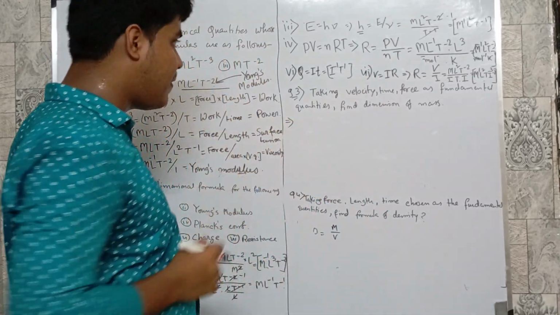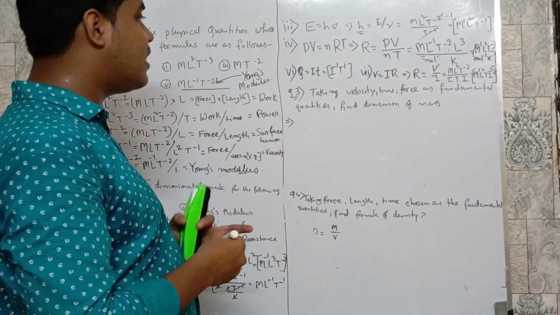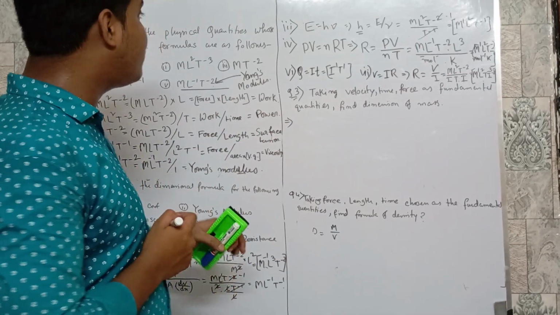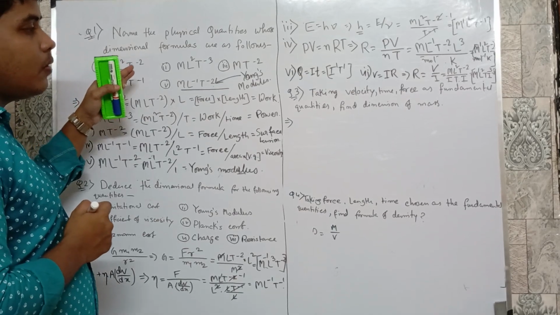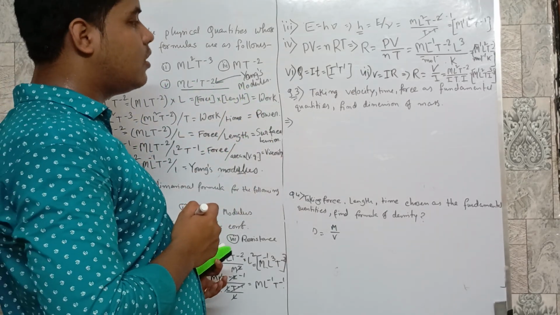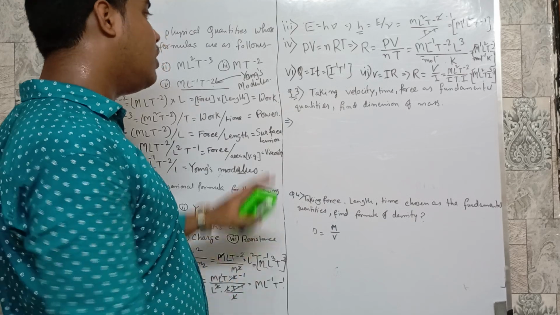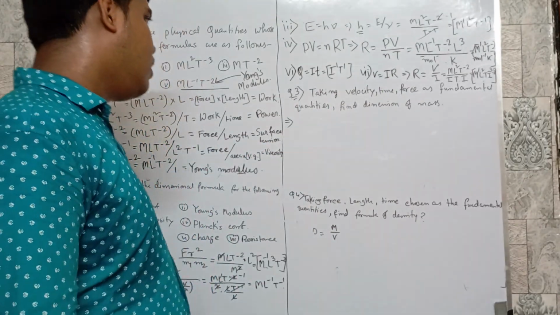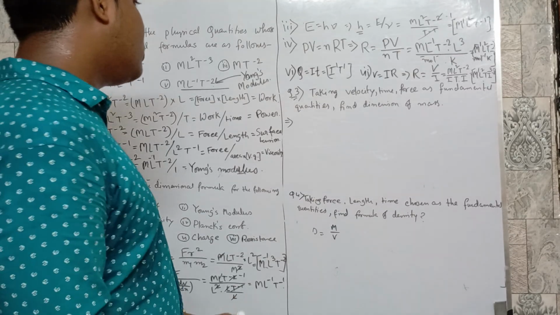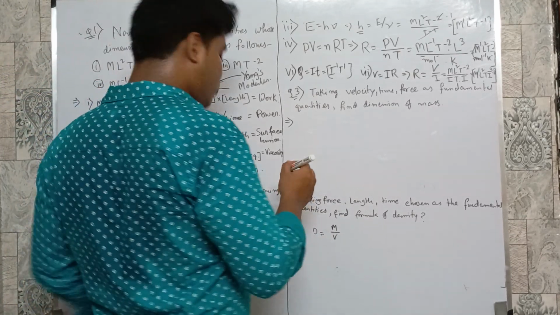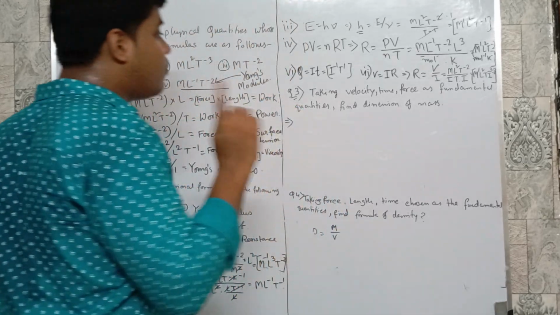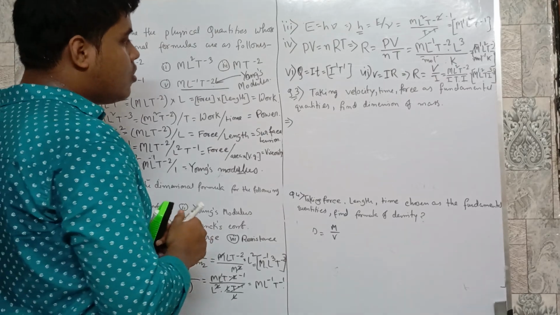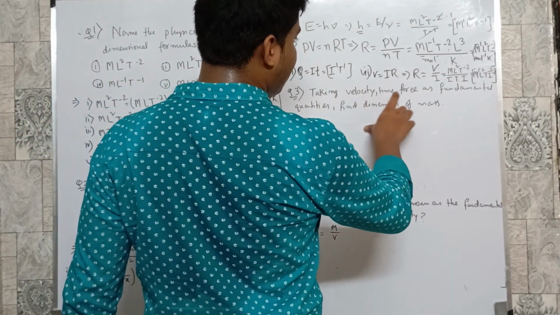Next question. Another kind of question that is asked is that sometimes you will have to find the dimension of a fundamental quantity, taking the derived quantities as fundamental. So you have to express the dimension of a fundamental quantity in terms of derived quantities. Now this is a tricky question, but it is actually easy. In these cases, you have to know the formula in which all the quantities appear or are somehow related. So here it is given velocity, time and force.